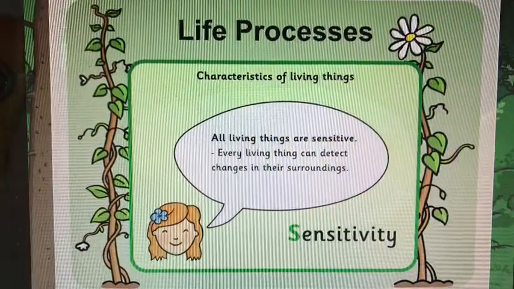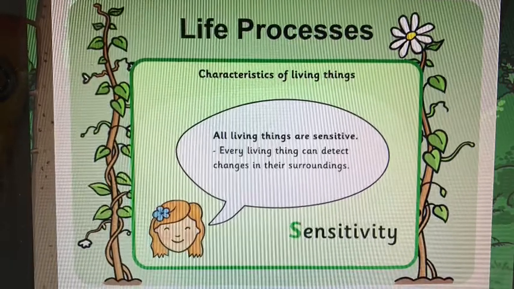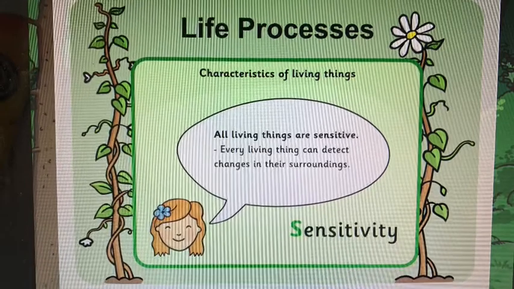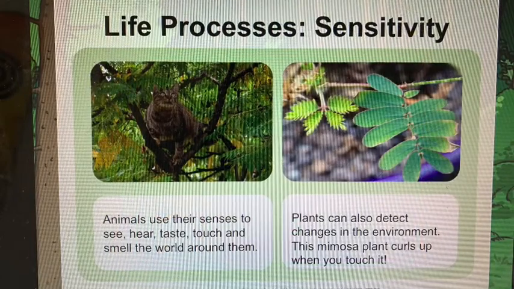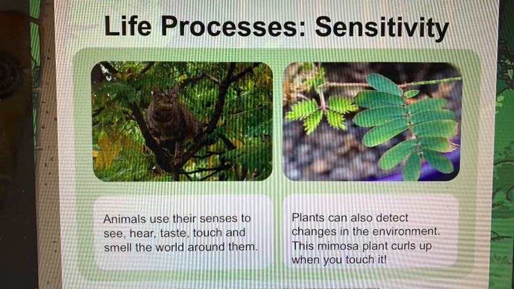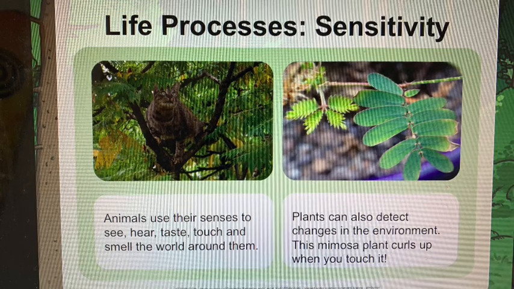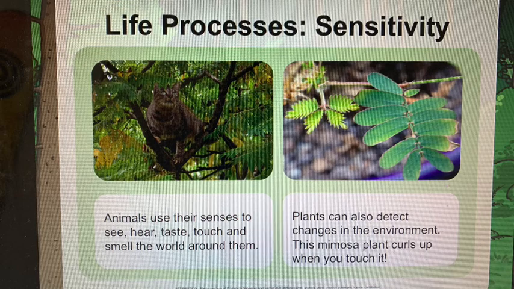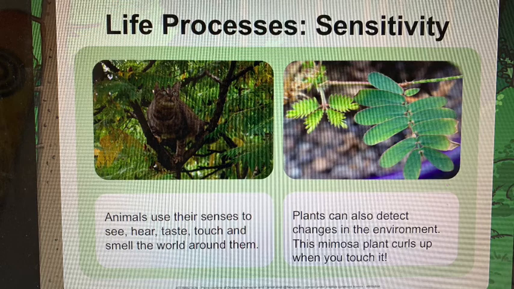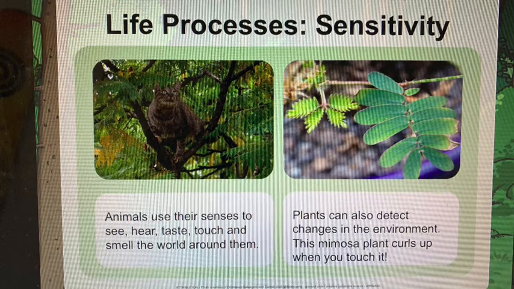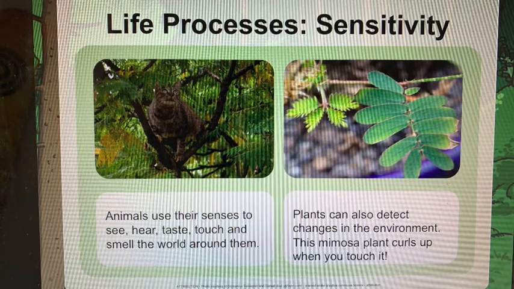Sensitivity. All living things are sensitive, so everything living can detect changes in their surroundings. That might be temperature or light or dark or things like that. Animals use their senses to see, hear, taste, touch and smell the world around them. And plants can also detect changes in the environment. So there's some plants, like the mimosa plant in this picture, that curl up when you touch it. And there's other plants that curl up their leaves when it's dark, so they're sensitive to their surroundings.